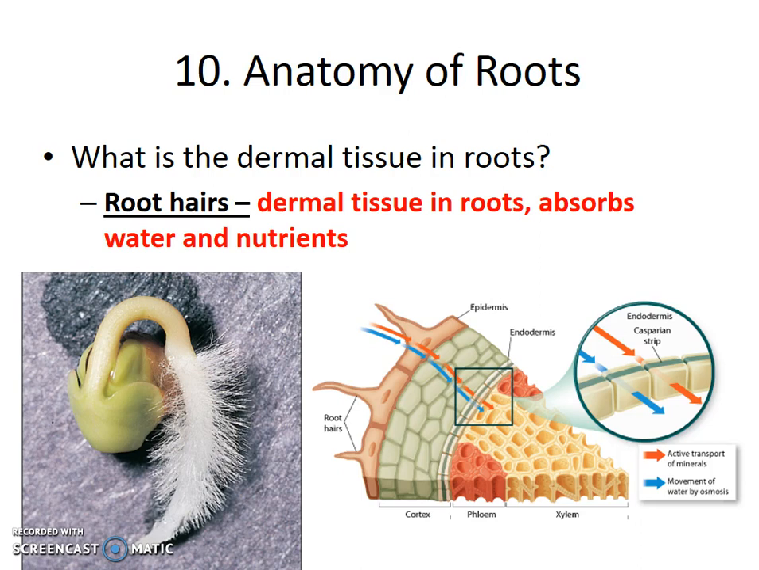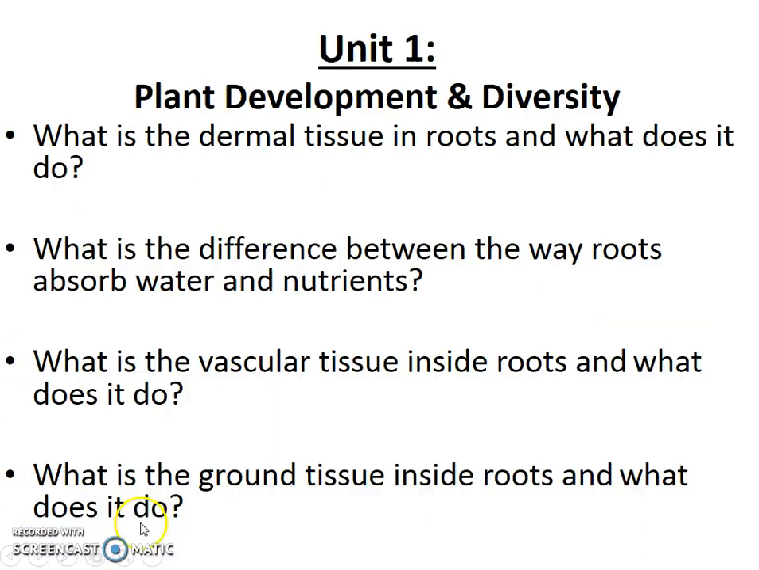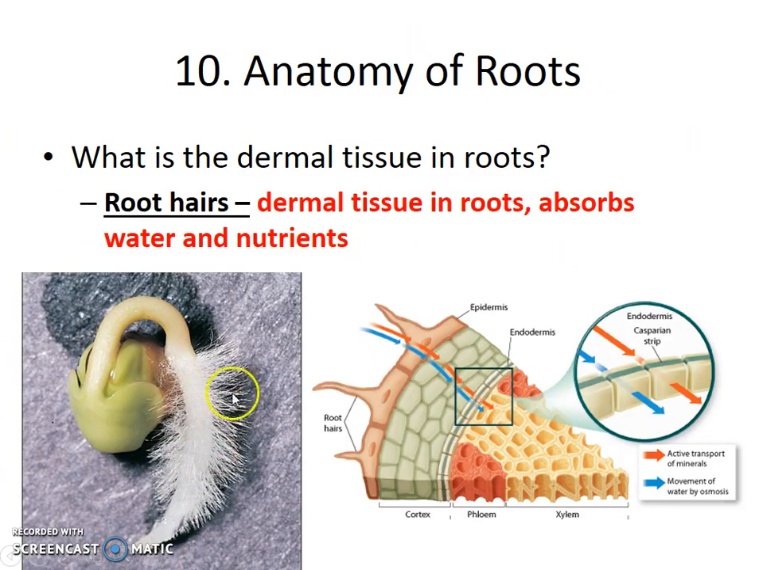The dermal tissue in roots is called root hairs. Root hairs are the way plants absorb water and nutrients. Root hairs are the only part of a plant that can absorb water and nutrients. They are very, very fine, microscopically thin parts of the root.